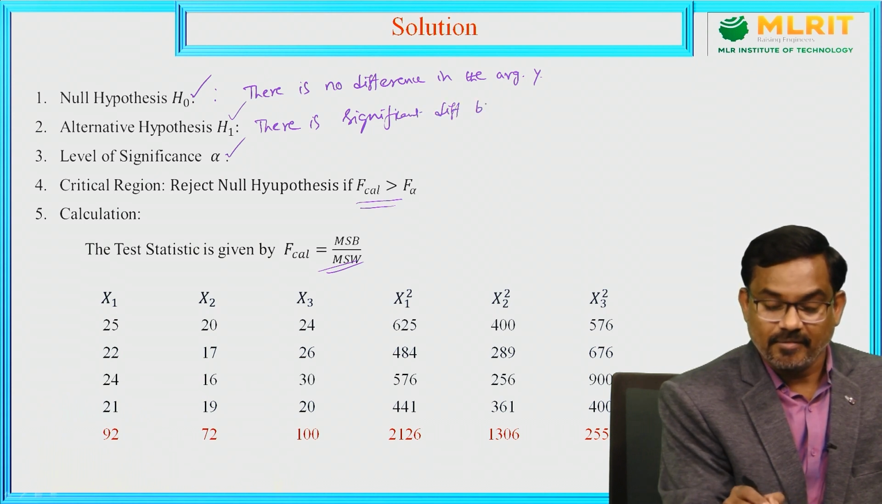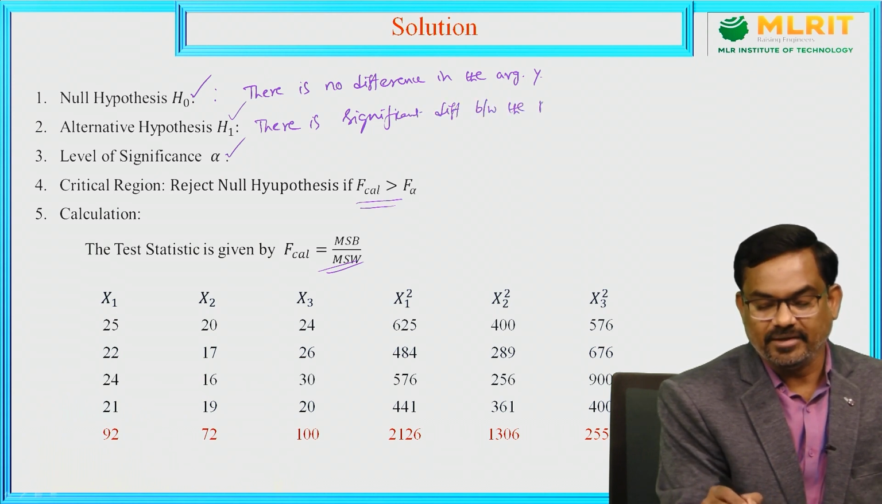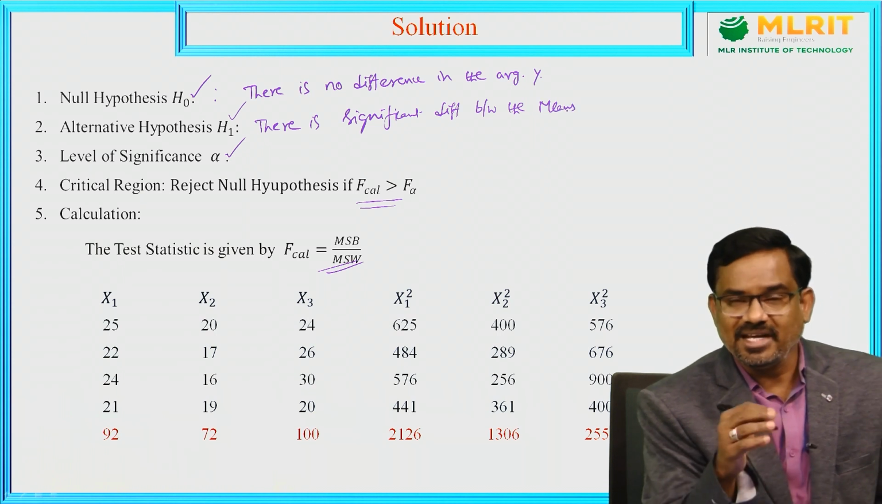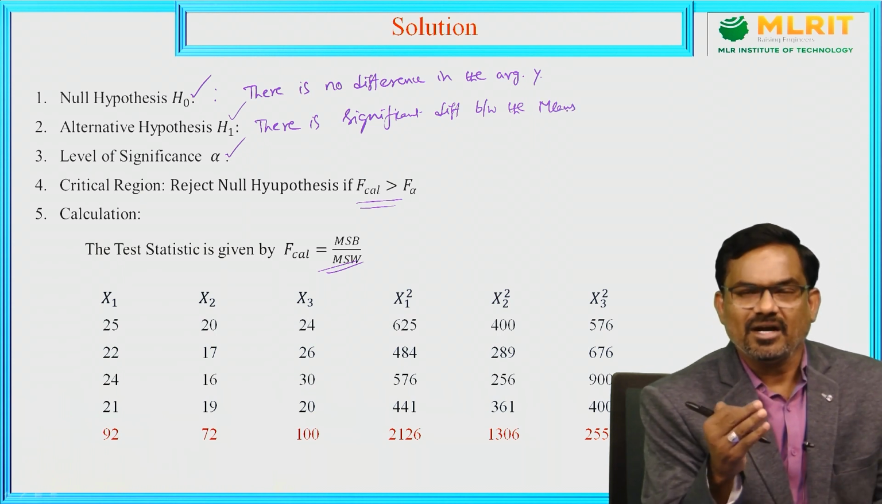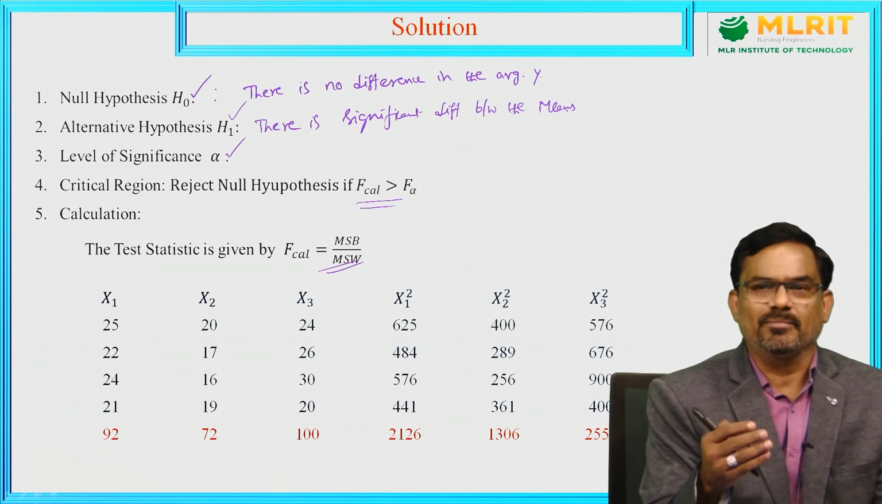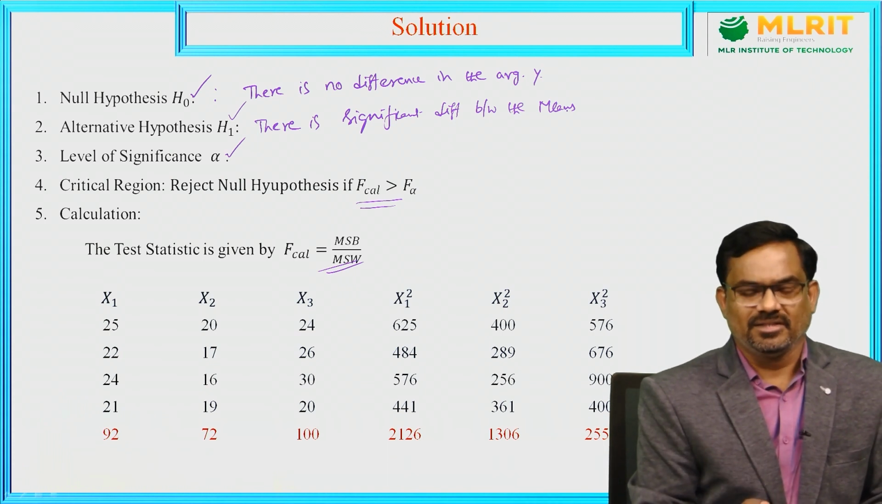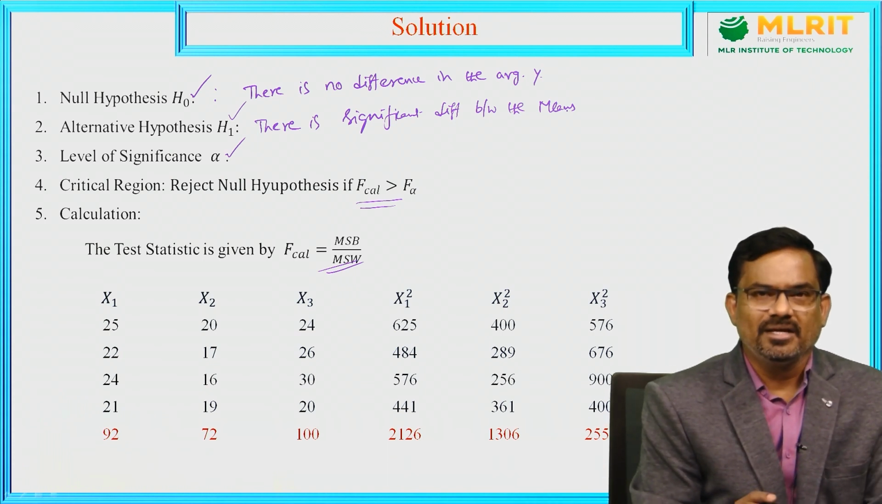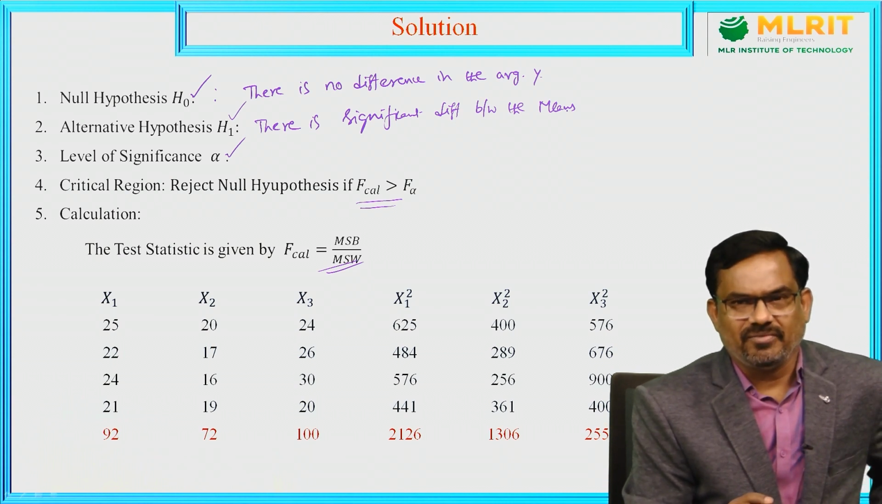between the means. Since there are 3 samples, there will be 3 means, so we cannot apply either Z test or T test. That is why here we apply this analysis of variance test.